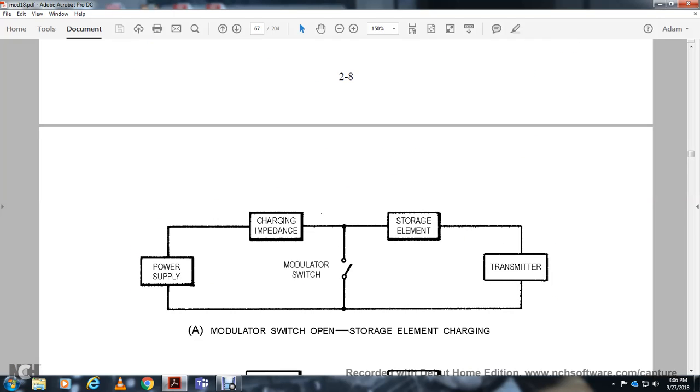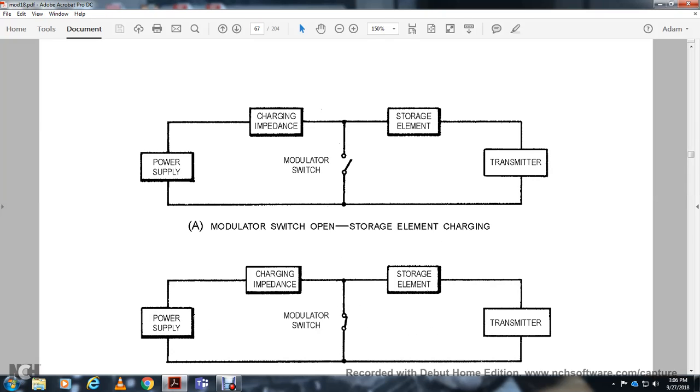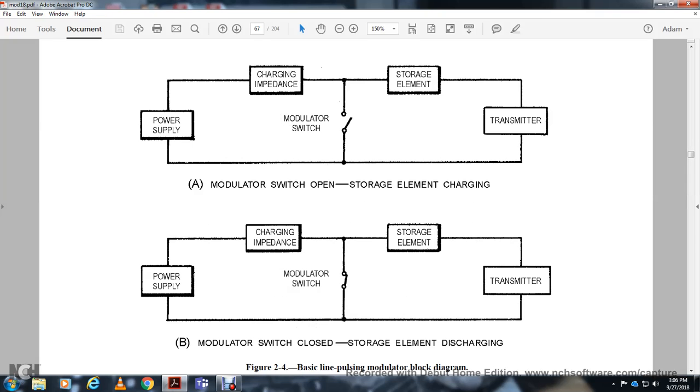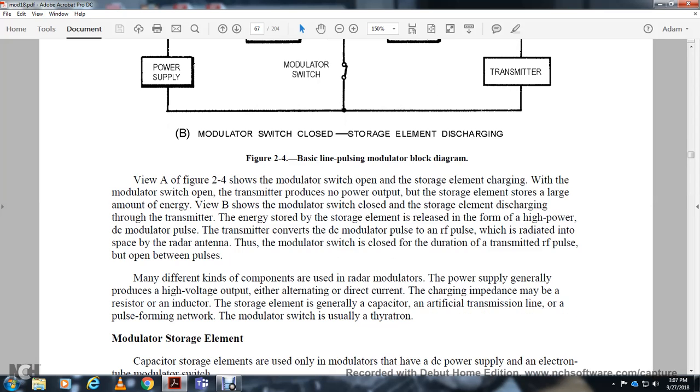Figure A shows the modulator switch open: the storage element is charging from the power supply through the charging impedance. When the modulator switch closes, the storage element discharges through the transmitter. View A of figure 2.4 shows the modulator switch open and the storage element charging. With the modulator switch open, the transmitter produces no power output, and the storage element stores a large amount of energy. View B shows the modulator switch closed and the storage element discharging through the transmitter. The energy stored in the storage element is released in the form of a high powered DC modulator pulse.